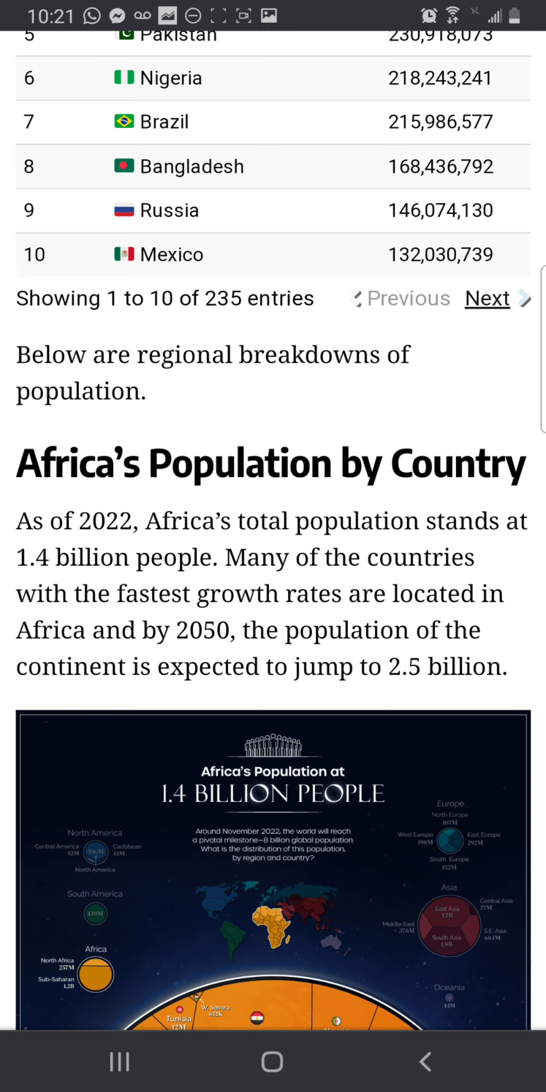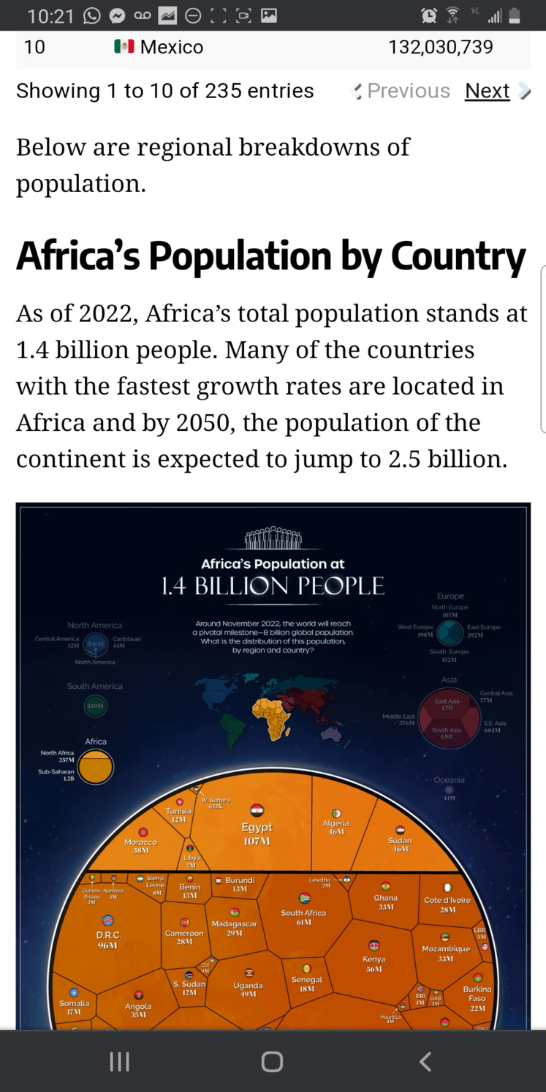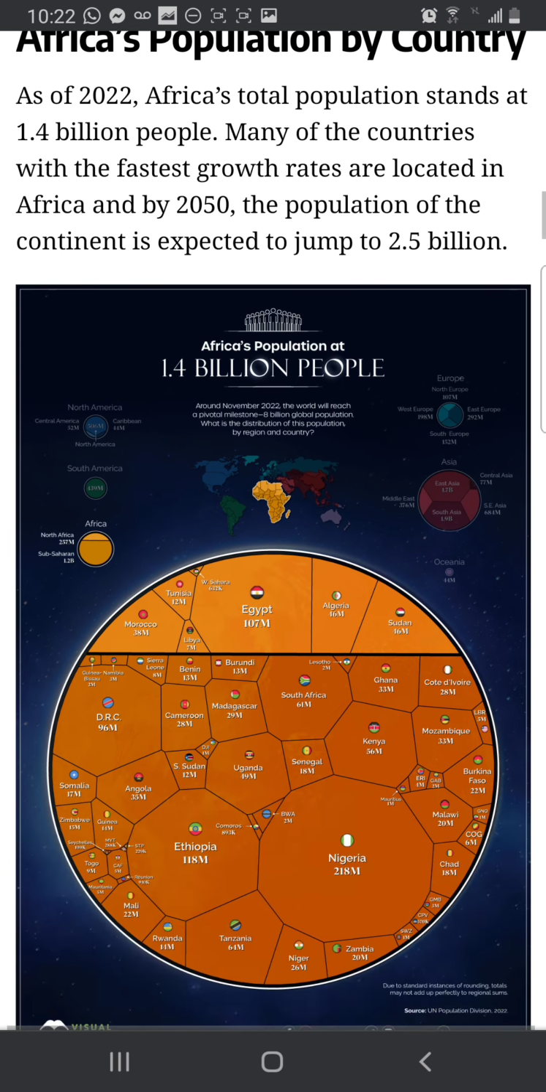Below are regional breakdowns of population. Africa's population by country. As of 2022, Africa's total population stands at 1.4 billion people. Many of the countries with the fastest growth rates are located in Africa, and by 2050, the population of the continent is expected to jump to 2.5 billion.